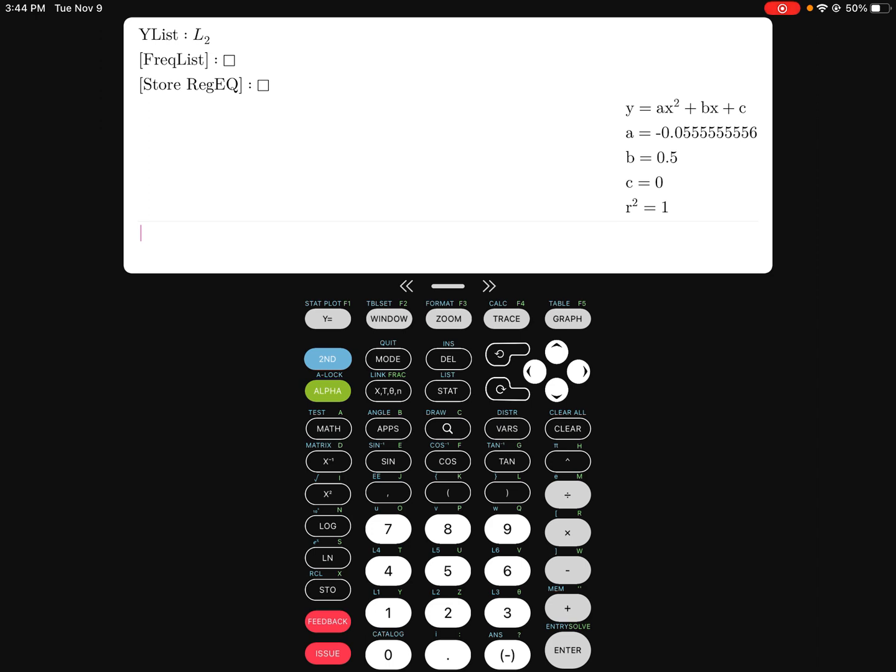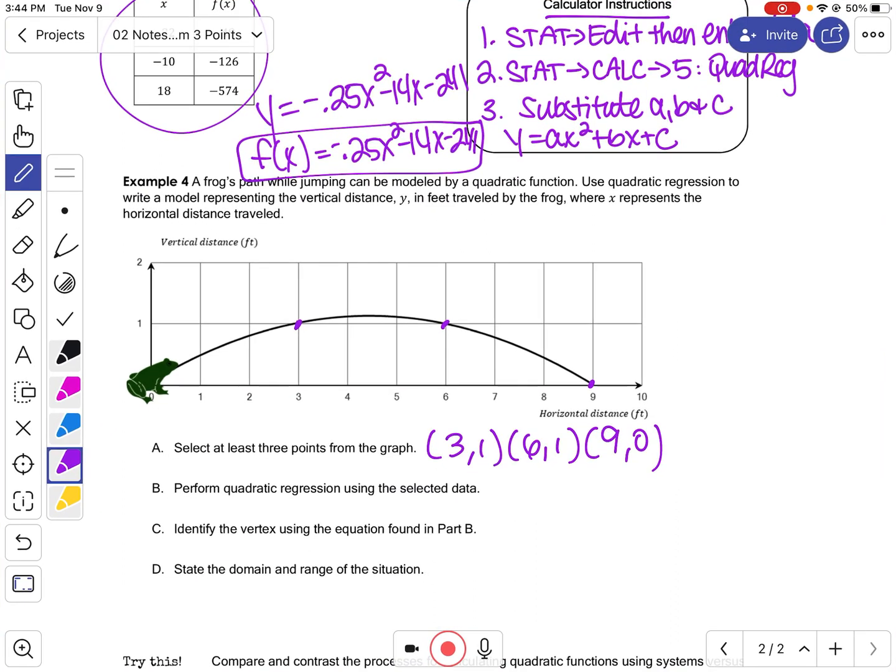All right, so we're going to write down our A, B, and C. Notice our C is 0, which means it would cross the y-axis at 0, and also means your C you don't have to write. So we're going to plug in for A and B, and then that will give us our equation. So we'll have f of x, or y equals, rounding to 2 decimal places, negative 0.05 x squared plus 0.5x. Remember our C was 0.